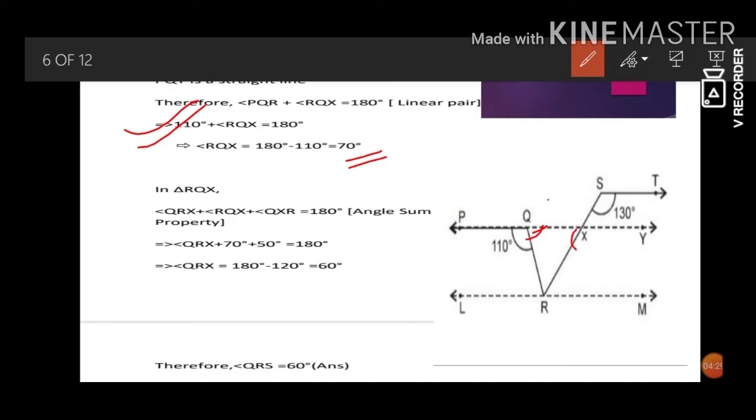So this angle becomes 50, this angle Q becomes 70, and we have our triangle over here, that is the triangle RQX. In this triangle, out of the three angles, two angles we know, 70 and 50 degrees. So by angle sum property we can find the third angle, that is angle QRX. Angle QRX is equal to 180 minus 120, that is 60 degrees. So our angle QRX is 60 degrees.